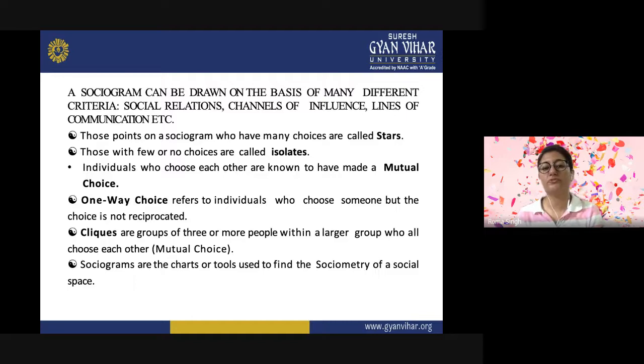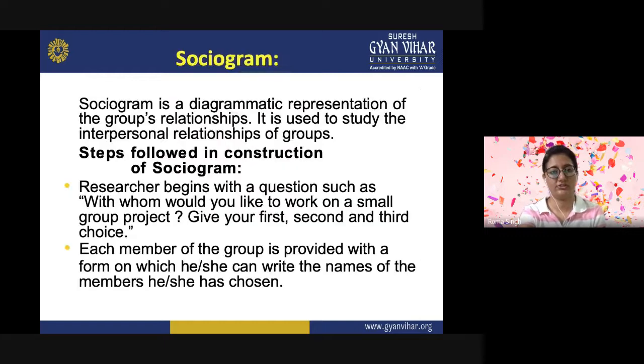Cliques are groups of 3 or more people within a larger group who all choose each other through mutual choice. So the word cliques has been given to such people who remain in a large group. There are certain small groups also who choose each other mutually. Sociograms are the charts or tools which are used to find the sociometry of a social space, the social relations. A sociogram is basically a diagrammatic representation of the group's relationships. It is used to study the interpersonal relationships of groups.